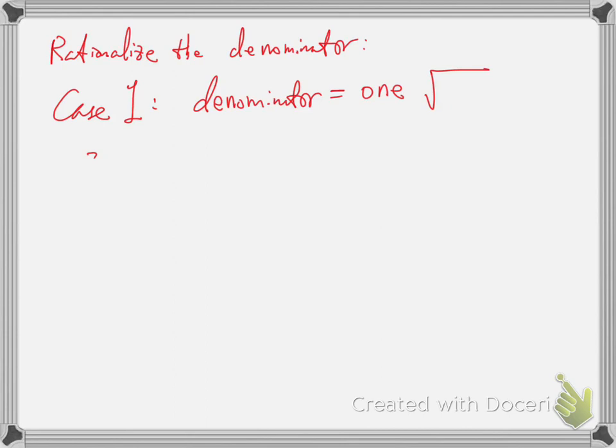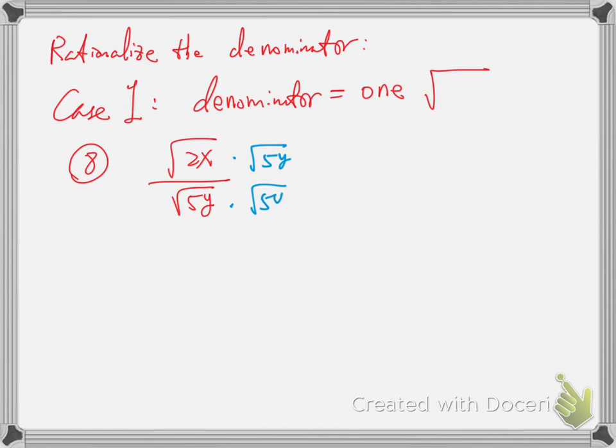So that's our number 8. We got radical 2x over radical 5y. How to rationalize the denominator? We use the same radical term. We just repeat the denominator. So now what's in the denominator? We got 5 and y, right?